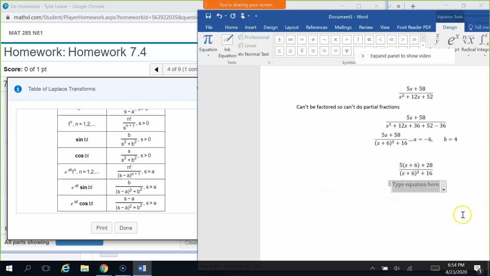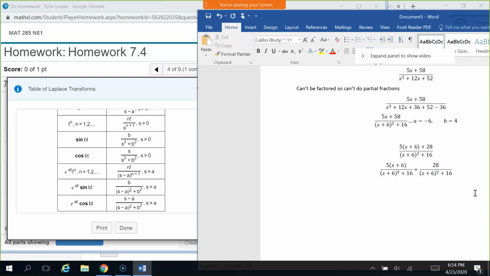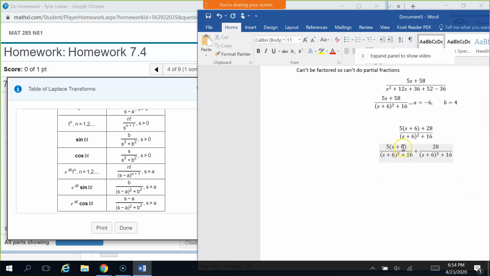Okay. Now we're going to split this up into the two separate fractions. So we're going to have the first fraction be that first thing, the 5 times S plus 6 over the S plus 6 all squared plus 16. Plus the second fraction is just going to have that constant 28 up top, and then the S plus 6 all squared plus 16. This first term is going to be the e to the at cosine bt. The second term is going to be the e to the at sine bt. It's just that my b's don't quite match for either one yet.